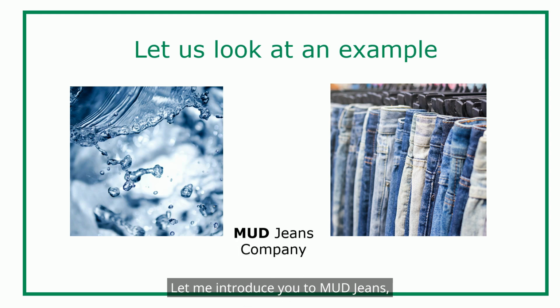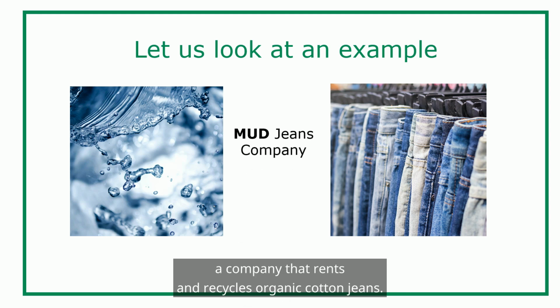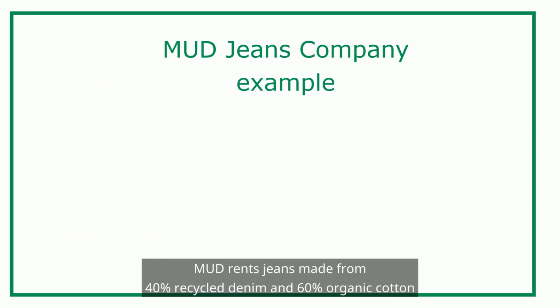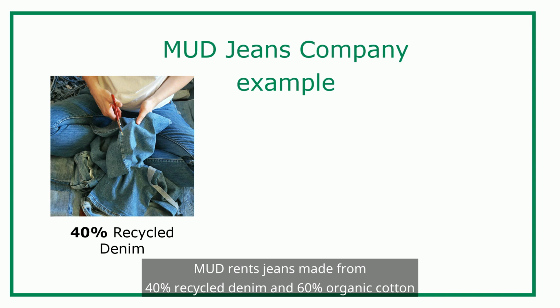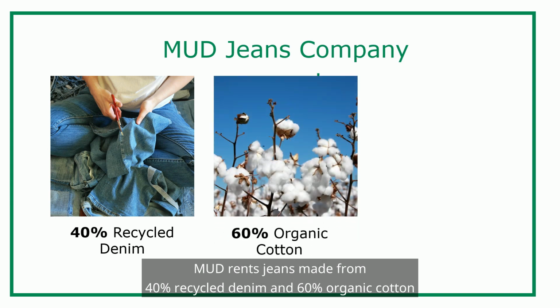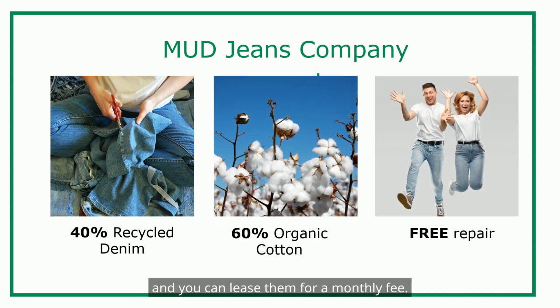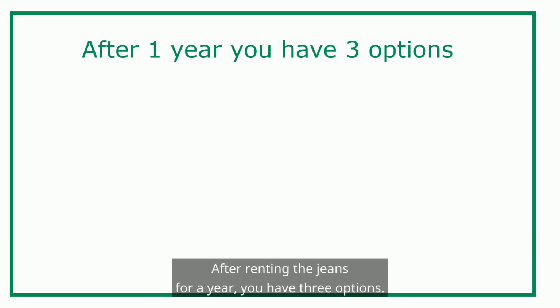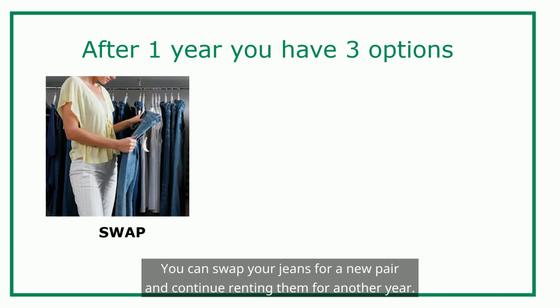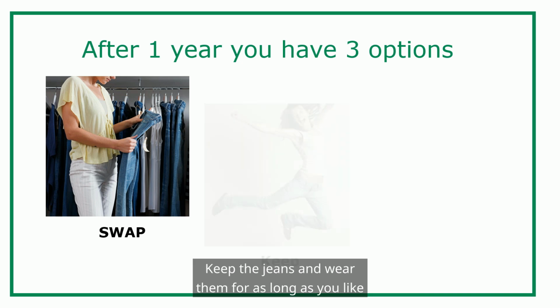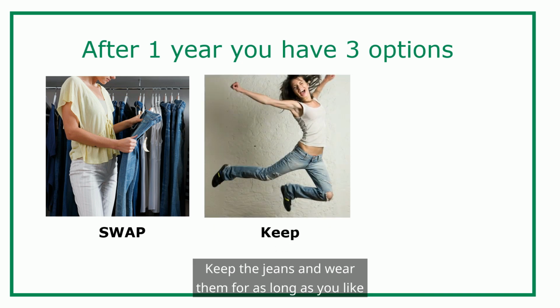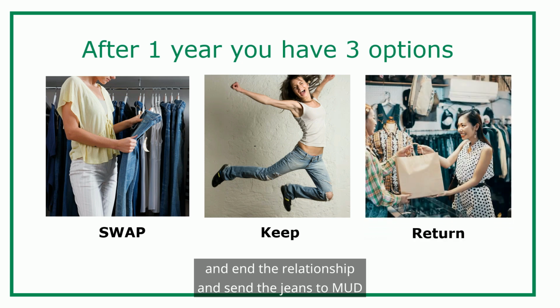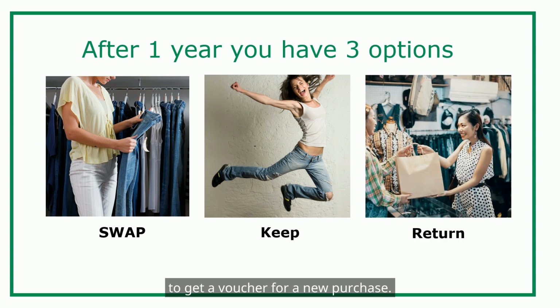Let me introduce you to Mod Jeans, a company that rents and recycles organic cotton jeans. Mod rents jeans made from 40% recycled denim and 60% organic cotton, and you can lease them for a monthly fee. Free repairs are also included during the rental period. After renting the jeans for a year, you have three options. You can swap your jeans for a new pair and continue renting them for another year, keep the jeans and wear them for as long as you like, or end the relationship and send the jeans to Mod to get a voucher for a new purchase.